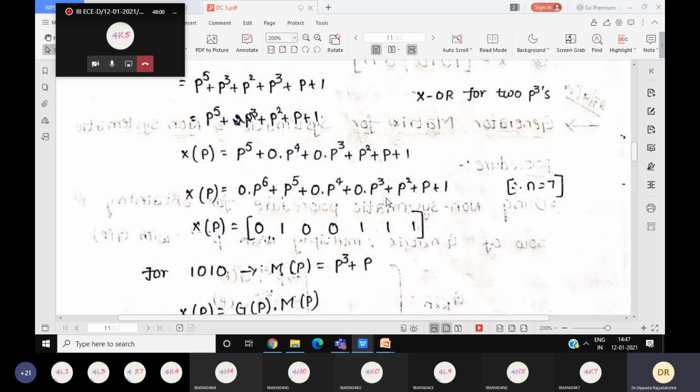Now take only the coefficient bits. That's our code word in the form of bits. In the form of polynomial it is p power 5 plus p square plus p plus 1. So X of p is 0 1 0 0 1 1 1.